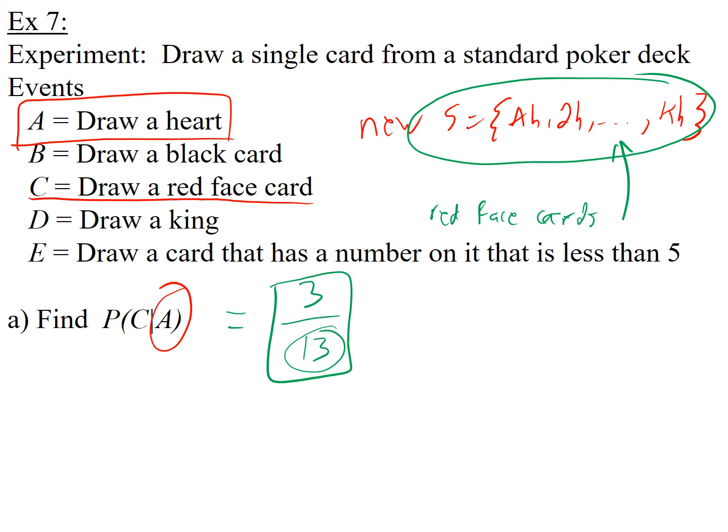Now I want to find the probability that the card is a red face card. So of those 13 in my new sample space, how many of them are red face cards? And there's 3. I didn't list them all here, but it was Jack, Queen, and King of Hearts. Don't put Jack, Queen, and King of Diamonds because they're not in my new sample space. Okay, let's try another one.